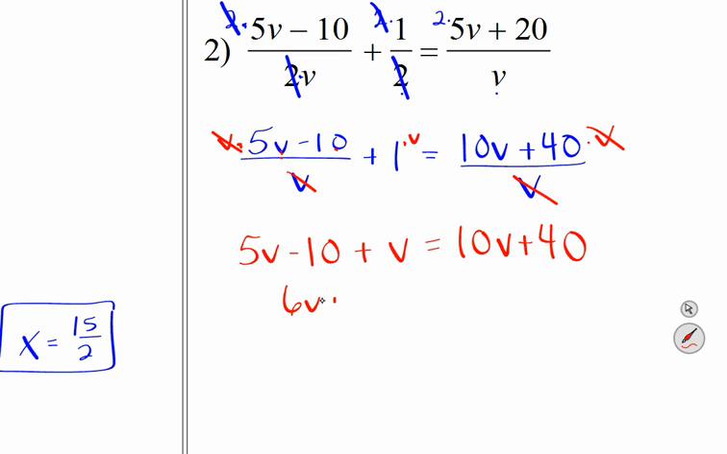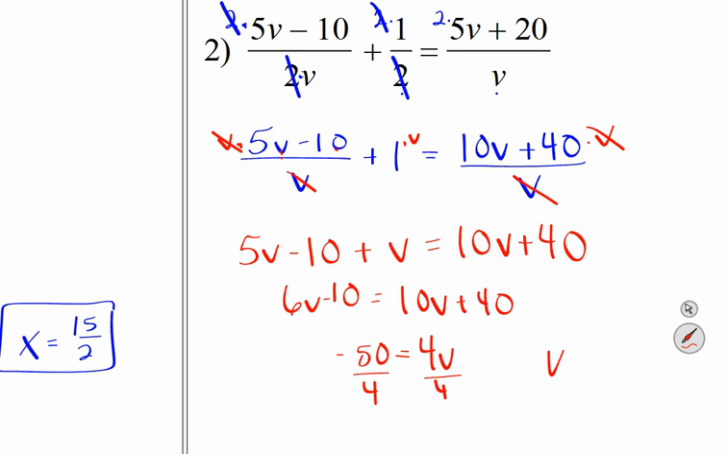So combine like terms, 6v minus 10 equals 10v plus 40. Right, I'm going to rearrange some equations here. 4v will be on the left, and negative 50 will be on the right, and negative 50 will be on the left. Divide by 4. You get v equals negative 50 over 4, which is equal to negative 25 over 2. You could make that say negative 12.5 if you wanted.